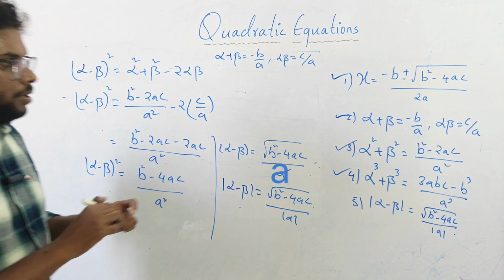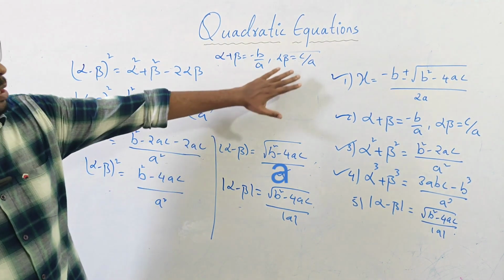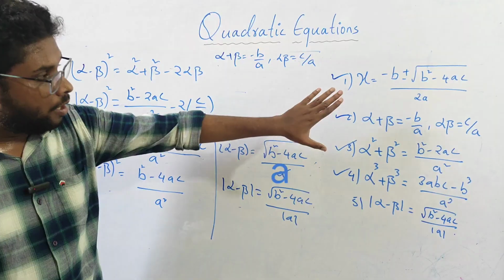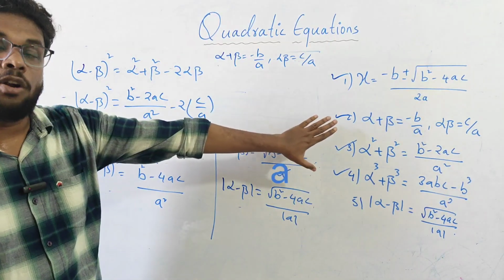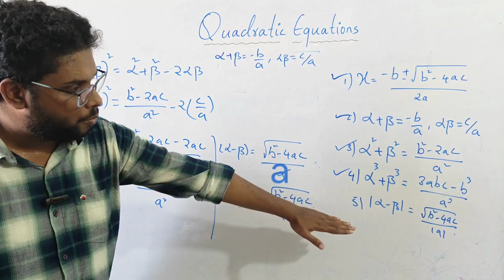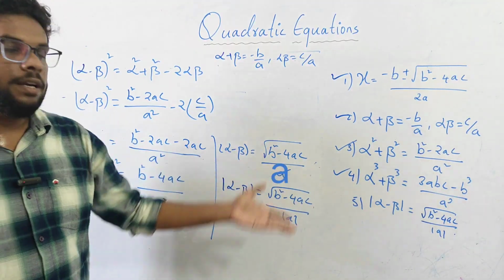These are the most important and fundamental values for alpha and beta. You should remember and memorize this in order to solve JEE problems. So in this video I will leave it up to here. Next we will continue our discussion in the next video.